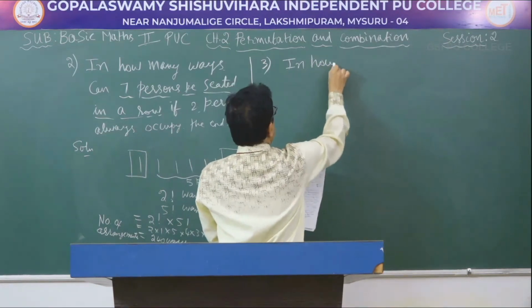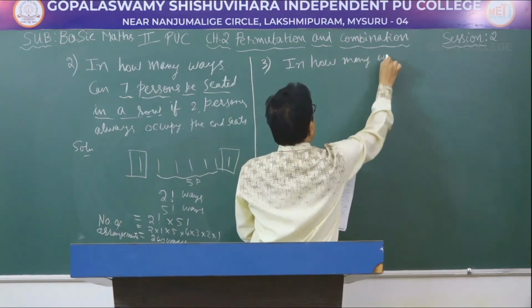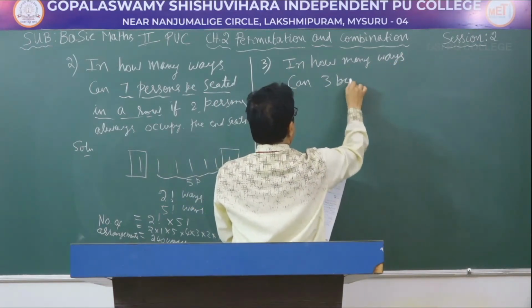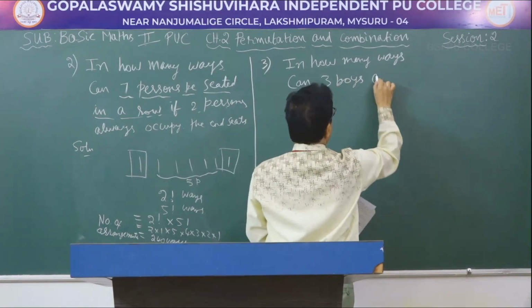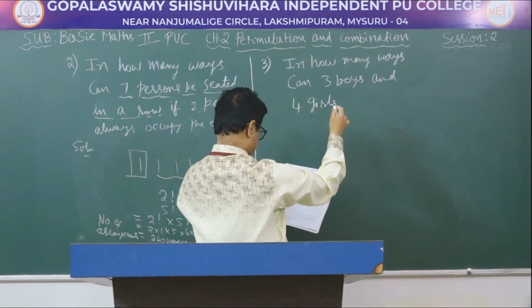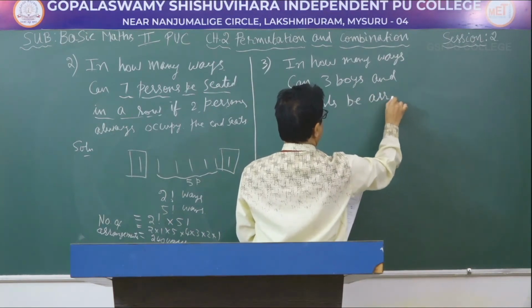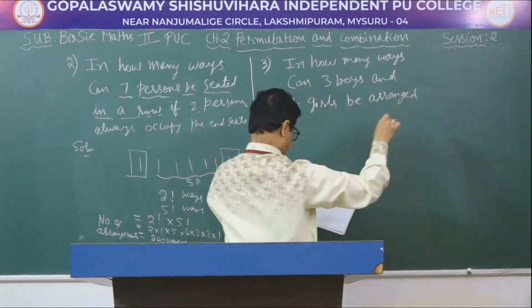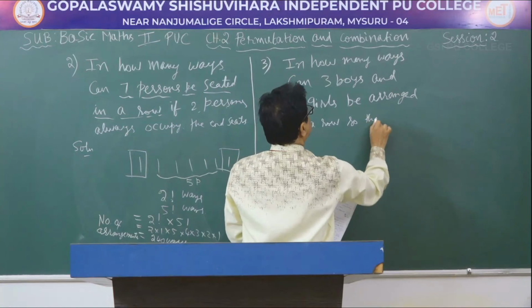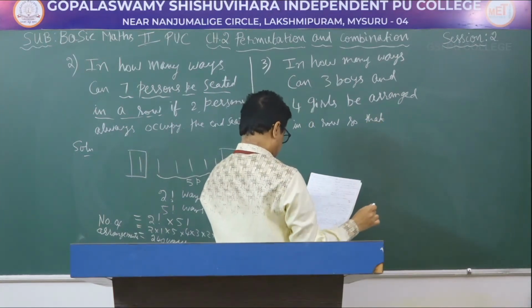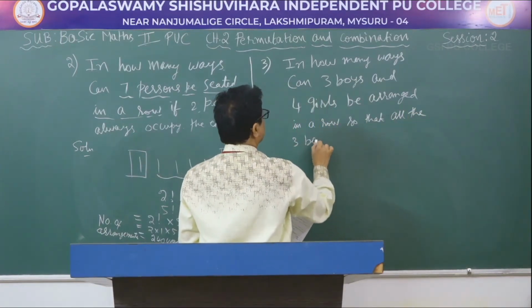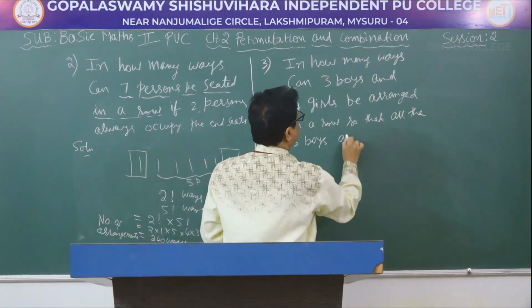In how many ways can 3 boys and 4 girls be arranged in a row so that all the 3 boys are together.